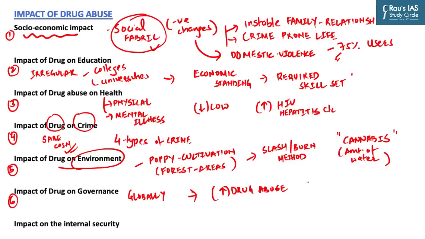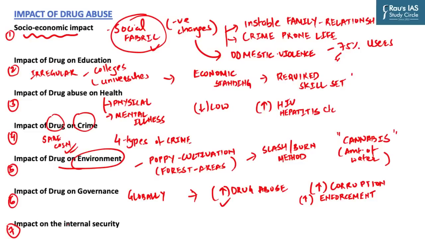It is seen the world over that in countries where there is increased drug abuse, there is also an increase in the level of corruption in those societies, and corruption even at the level of enforcement agencies, which we have also discussed as a point or reason behind increasing drug abuse. So it forms a vicious cycle for the governance structure of any country, and finally erodes the public trust in the government of the day.